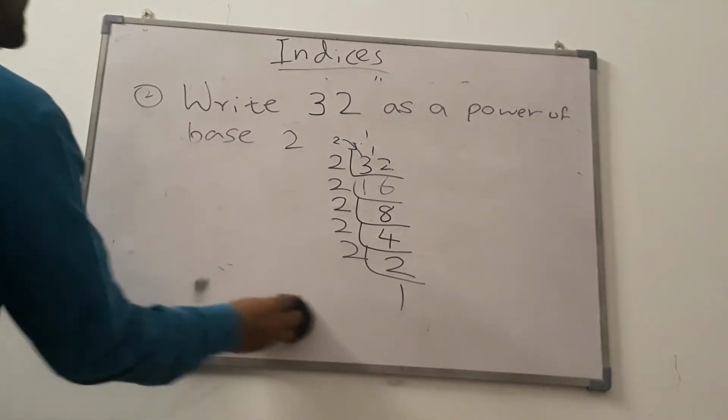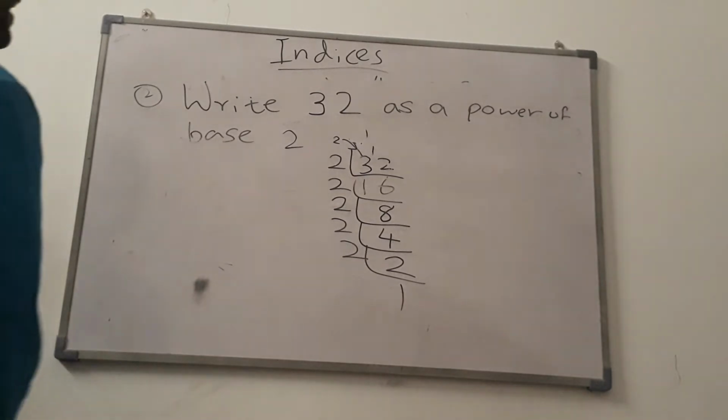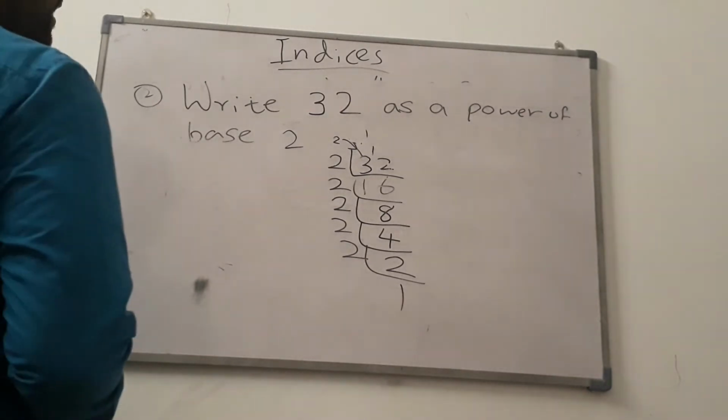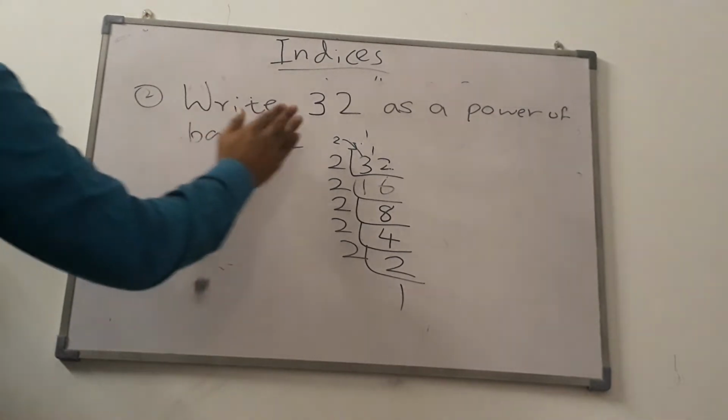Next, when we divide 16 by 2, it is 8. 8 divided by 2 means 4 2s are there. So likewise it goes on.